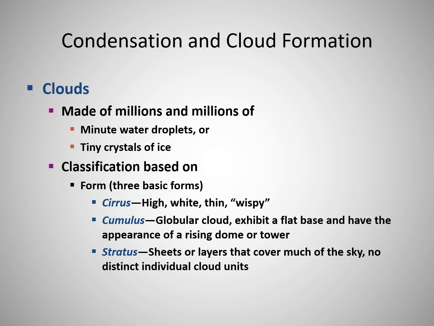There are many different cloud types, and they're based on 3 forms, okay? But also based on altitude, which we'll talk about on the next slide. So cirrus clouds are high, thin, wispy ice crystals, kind of look like feathers up in the sky. Cumulus clouds, these are the ones that look kind of like cotton balls in the sky, or cauliflower. Globular cloud, flat base, and have a rising dome or tower. And then stratus clouds. Stratus, like strata, like layers of rock. Okay, so sheets or layers that cover much of the sky.